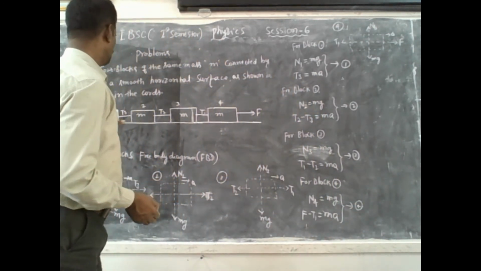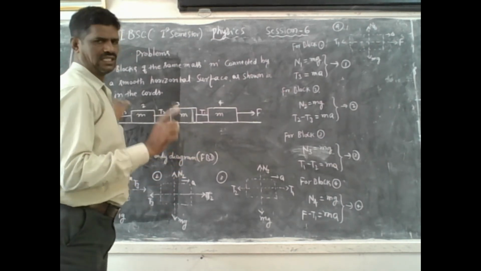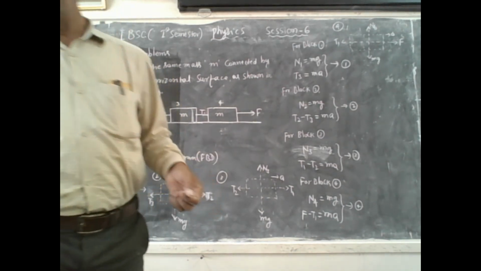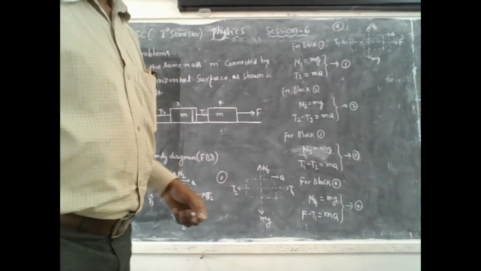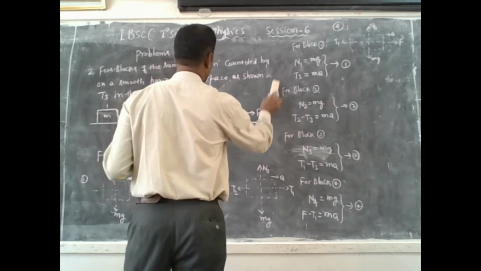Now our target is to find the tensions T1, T2 and T3, isn't it? T1, T2 and T3. That's why we can rub all these things, isn't it?